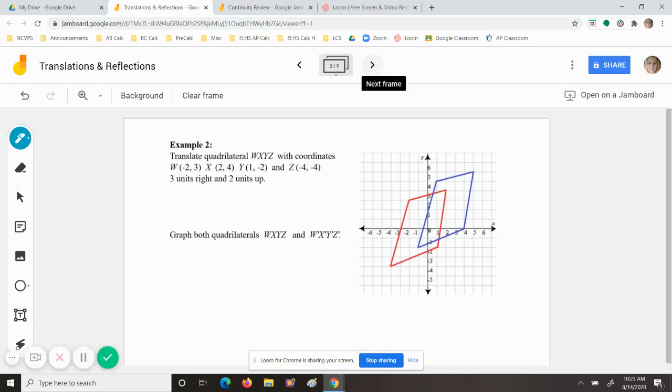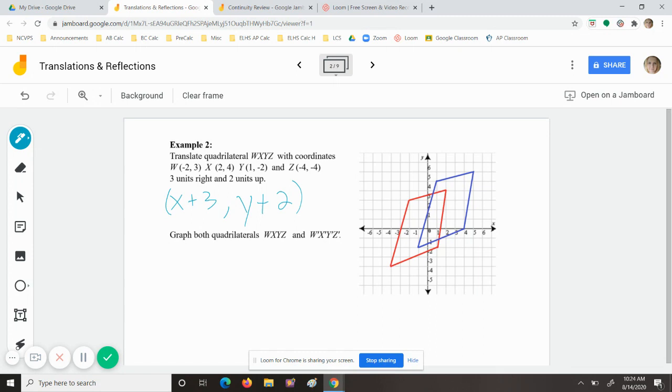All right, let's take a look at another one. Translate quadrilateral WXYZ, 3 units right and 2 units up. So again, let's talk about what's going to happen to our coordinates. If we're moving 3 units to the right, then that's affecting our x-coordinate. We're moving to the right, so we're going to add to our x-coordinate. So we're going to add 3 to our x-coordinates, and then let's talk about moving 2 units up. That's going to affect our y-coordinate. We're going up, we're going to add. So we're going to have y plus 2.